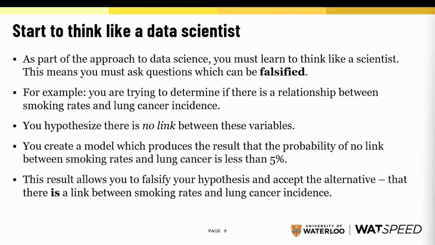In another example, you're trying to determine if there's a relationship between smoking rates and lung cancer incidence. And in order to prove this true, you hypothesize that there is no link between these variables. You create a regression model that produces a result that the probability of no link between smoking and lung cancer is less than 5%. That tells you that there is enough evidence to reject your hypothesis that there is no link between smoking and lung cancer and accept the alternative hypothesis that there must be a link between smoking and lung cancer.